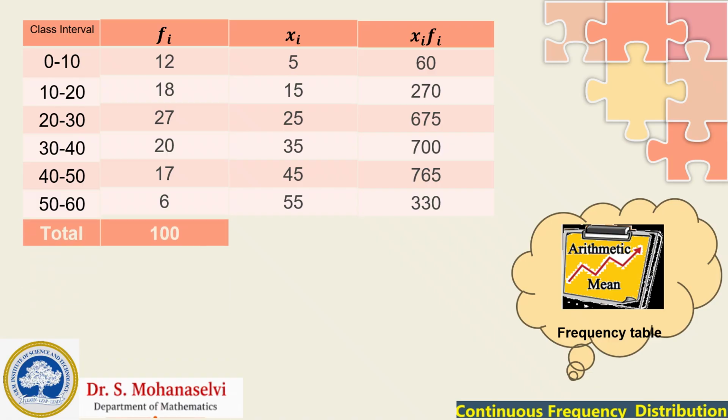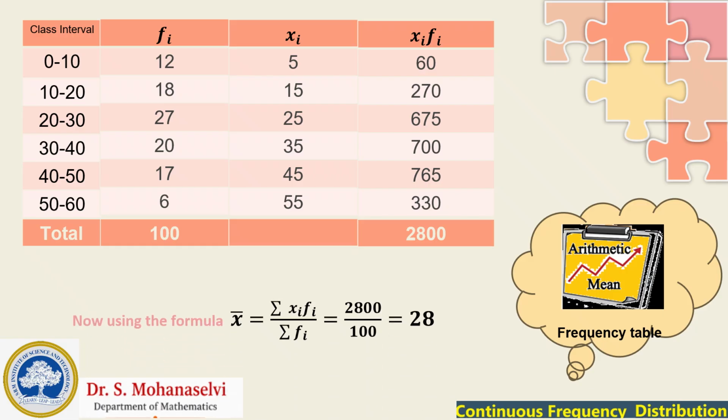Sum of the frequencies fi is equal to 100 and the sum of the products xi fi is 2800. Now use the formula x bar is equal to summation xi fi by summation fi, which is equal to 2800 divided by 100, which is equal to 28. So that is the corresponding mean.